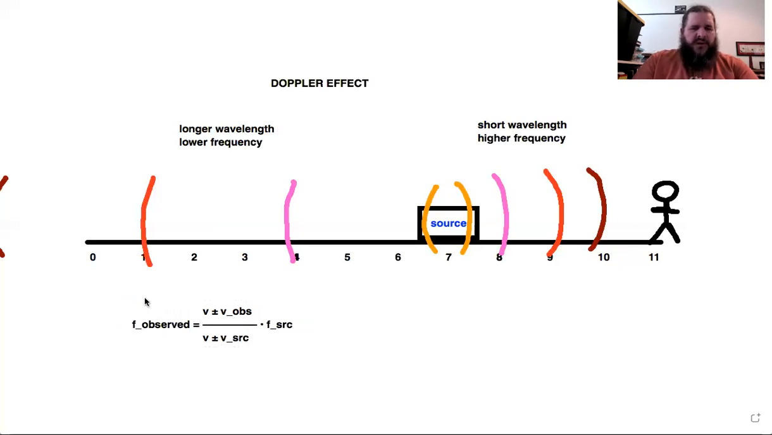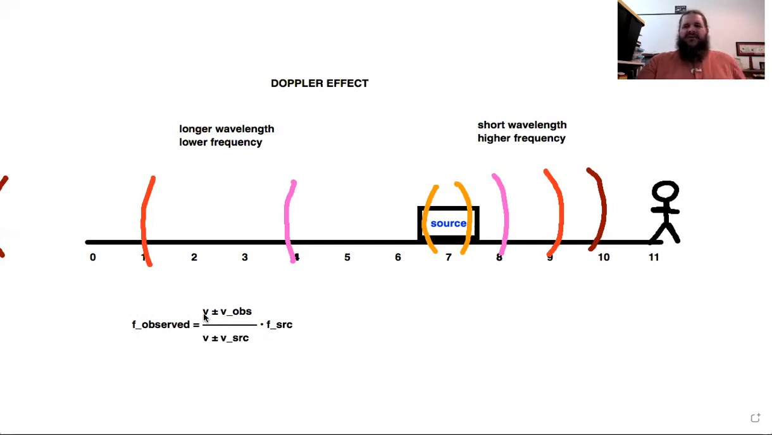That should do it. So yeah, the observed frequency, that is the actual frequency you hear, is the frequency produced by the source, f source, modified by this ratio: speed of sound, or whatever the wave is, plus or minus speed of the observer, divided by speed of sound plus or minus speed of the source. And of course, that's sound or whatever wave you're talking about.